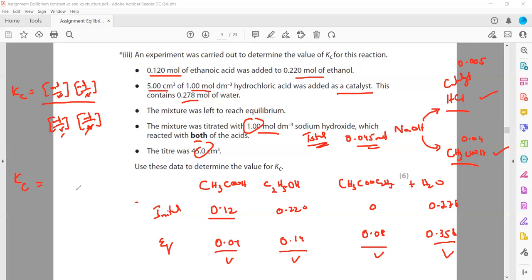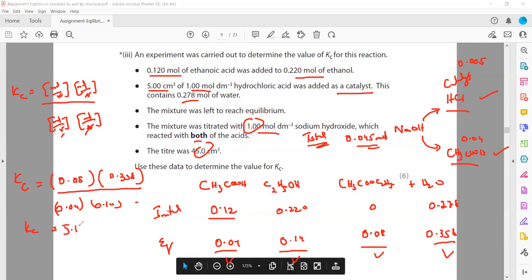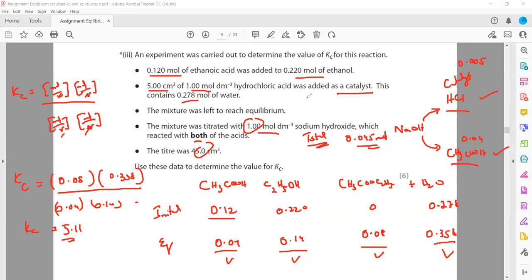So we just substitute the moles here for the product divided by the reactant, which is 0.04 and 0.14. So when we simplify, this will give us the value for Kc. Which is a very high value, about 5.11, and with no unit, because as they cancel out each other, this will not have any unit. So these types of questions are common in exams.